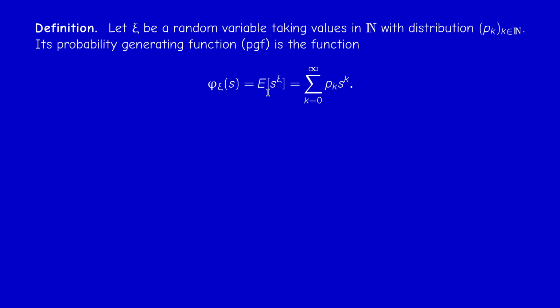And now we observe something. When you put s equal 1, you get the sum of pk, which is 1. So the series is convergent. Now we have a problem here, because when we deal with infinite series, we have the problem of convergence that we didn't have in the finite case.